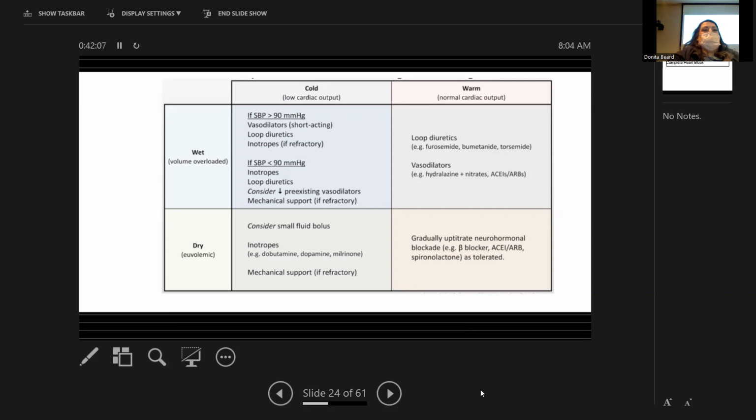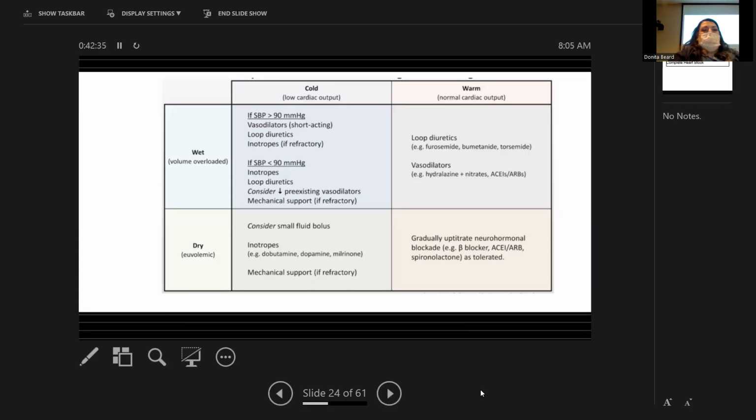You want to see if their blood pressure is greater than 90, if you have room for what's called afterload reduction. We'll talk about afterload in a little bit. You want to see if you can create forward flow by decreasing their resistance, and so decreasing their blood pressure a little bit. Then you can give them inotropes and loop diuretics to see if you can diurese them. Warm and wet is really just about getting the volume off, so it's really just about heavy diuresis.